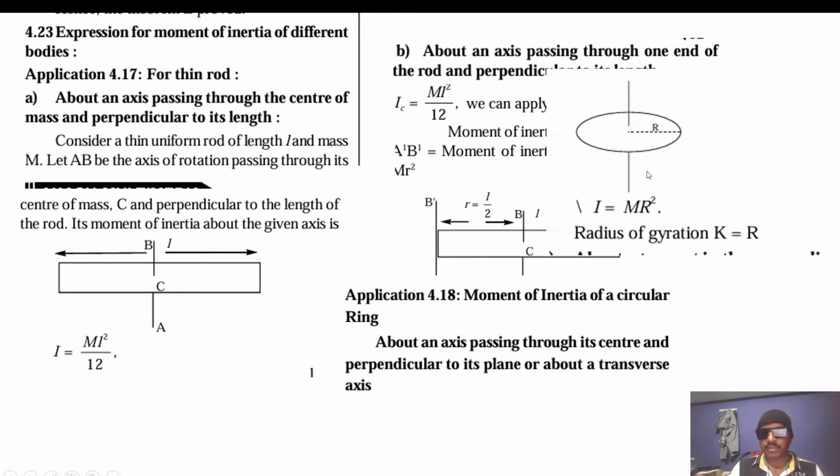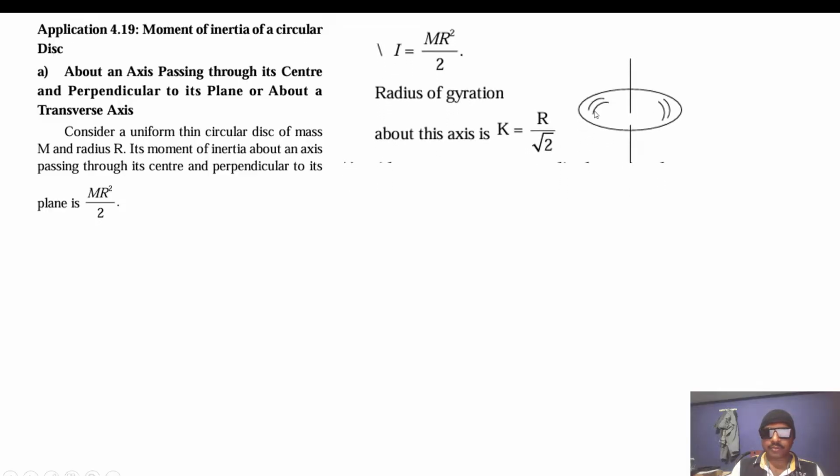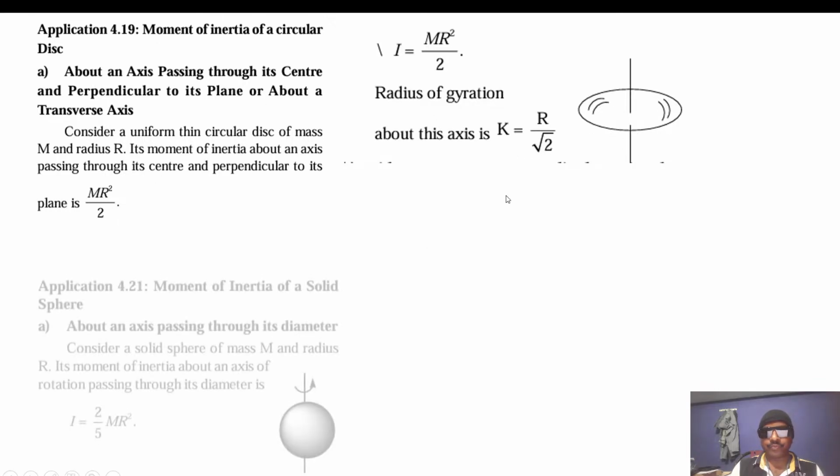System of particles, quick revision. I'm going to revise all the formulas, so just remember. This is the circular ring. Moment of inertia of a circular ring at the center, the axis of rotation through the center and perpendicular to its plane, is I equals m r square. Next, this is the circular disc, not a ring. The disc is m r square by 2, right?